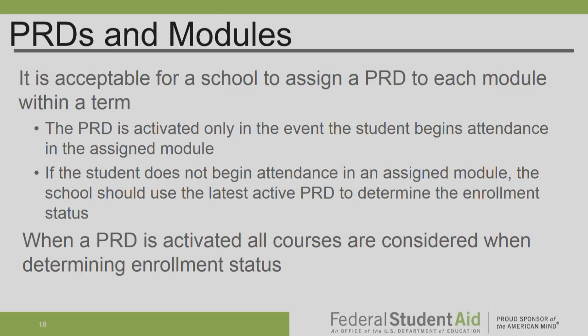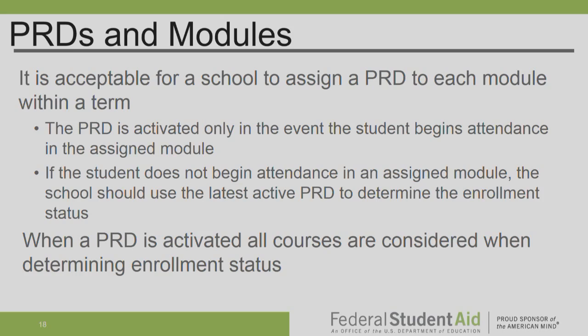But let's keep in mind, when I assign a Pell recalculation date to each module within a term, the PRD is activated only in the event the student begins attendance in that assigned module. Notice that term, activated. Now, if the student does not begin attendance, even if they're scheduled to begin attendance, in an assigned module, the school should use the latest activated Pell recalculation date, because it looks as though we have multiple, but let's be clear, there is really only one Pell recalculation date, and that is the last one that becomes activated, and that's the one I'm going to use. You know why?